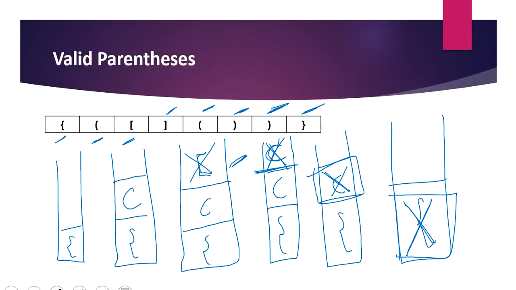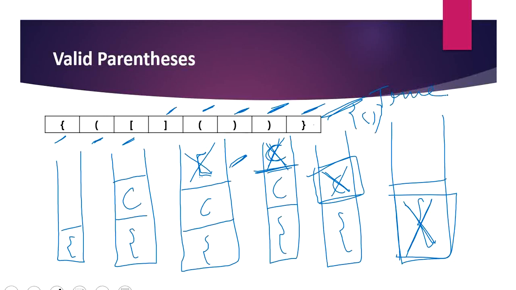If our stack is empty, which means all opened braces are closed. So whichever braces it is, they are closed. So the stack becomes empty and the string is a valid parenthesis. We are going to return true.